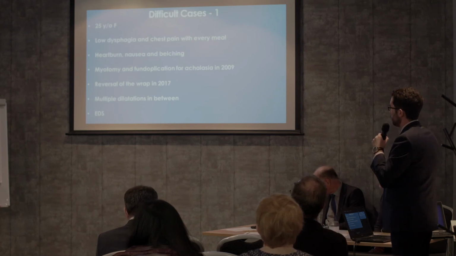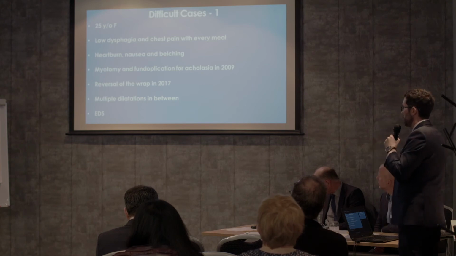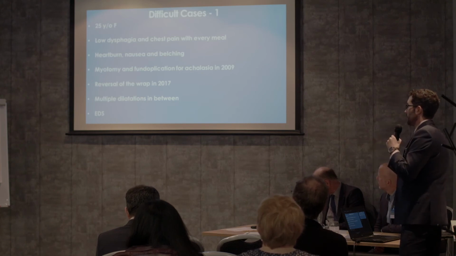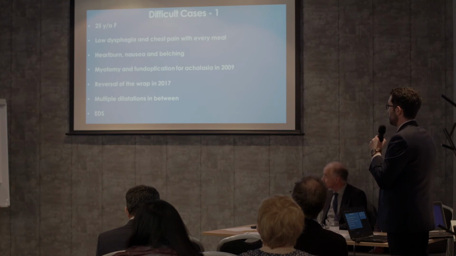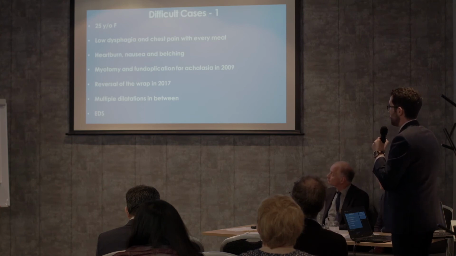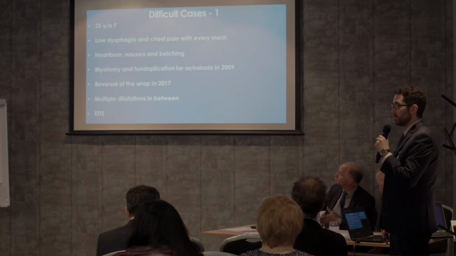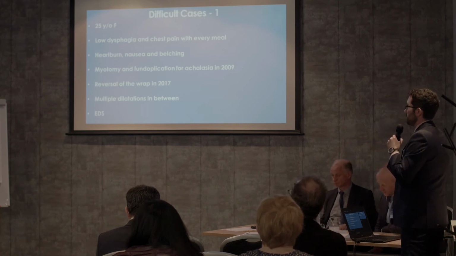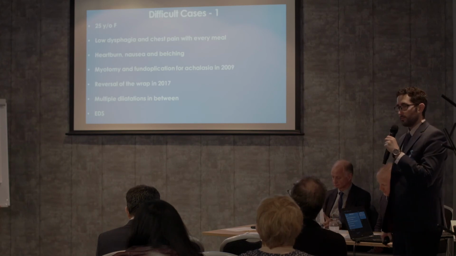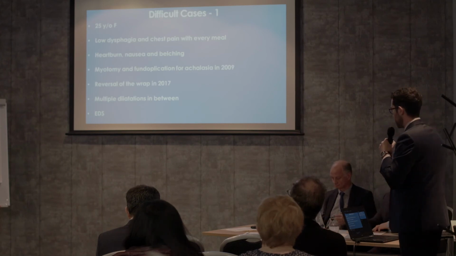25-year-old female, with dysphagia and chest pain with every meal. Some reflux symptoms as well, but basically a history of about 10 years of achalasia. She'd had the myotomy and a fundoplication. The symptoms of dysphagia and chest pain had gone so bad they actually reversed the wrap. Multiple dilatations in between all of that, and then to top it off, she even had Ehlers-Danlos syndrome.